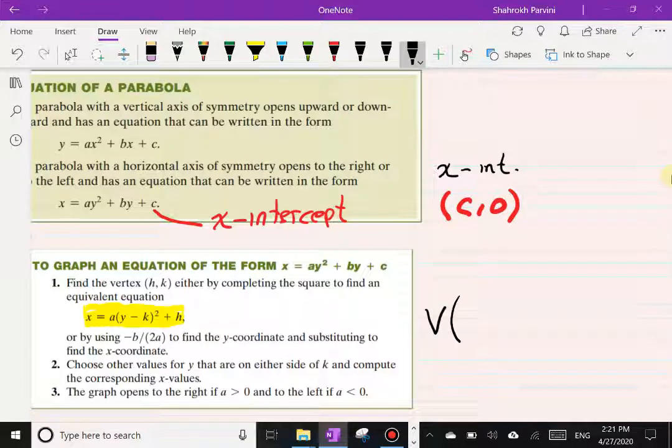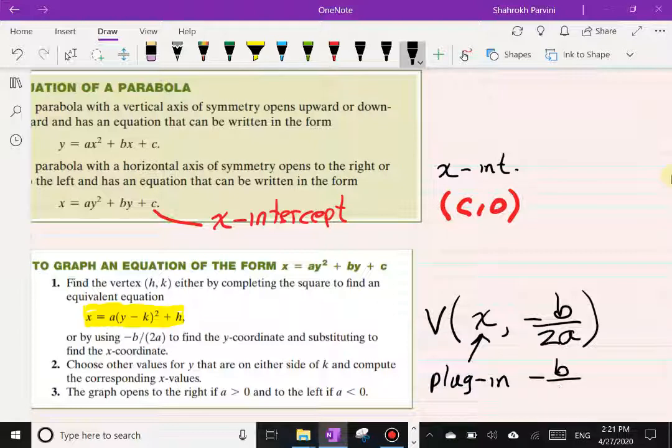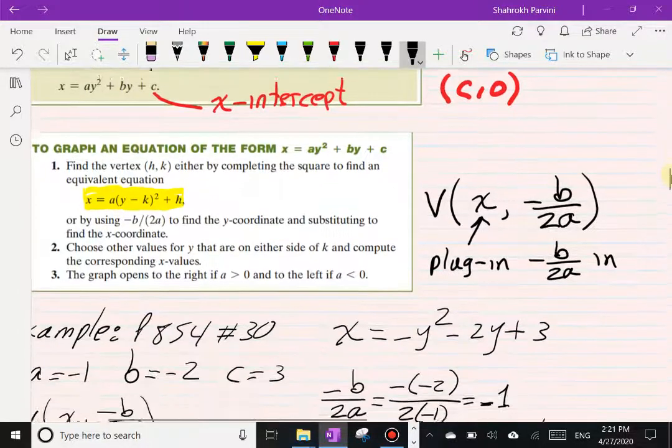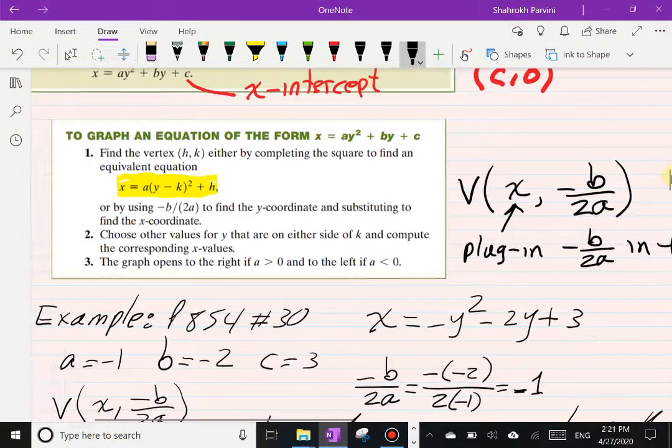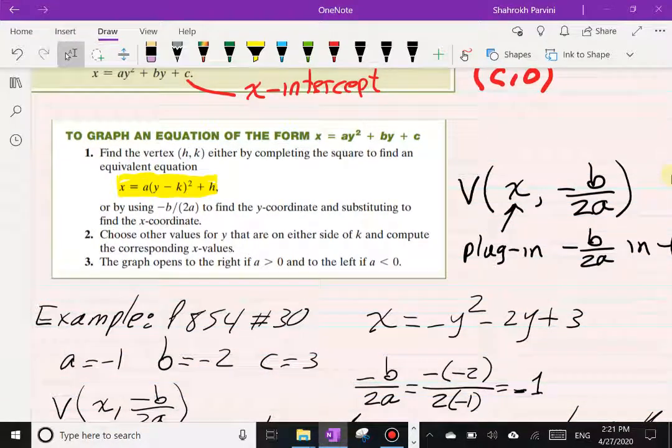So the vertex here is actually going to be at x, negative b over 2a. And I'm just going to write x here, and then to find this x, the x component of the vertex, you simply plug in negative b over 2a in the equation of the parabola. That's how we do it. I cannot do f at negative b over 2a because, as you will see in a moment, these horizontal parabolas are not functions, so we cannot use function notation with them. So let's take a look at our first example.